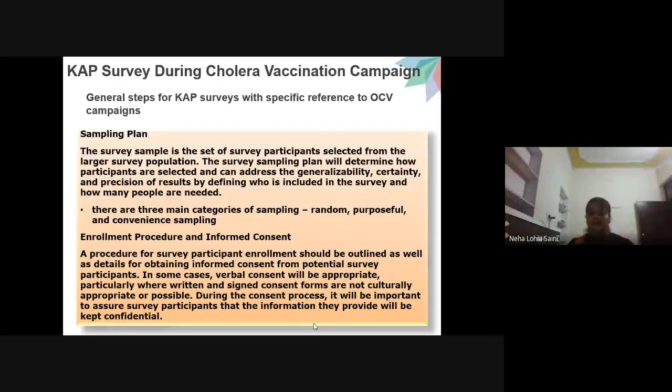So, in most of the cases where your participant is illiterate, at that time either you can have a thumb impression or verbal consent. You can have a recording for that. During the consent process, it will be important to assure survey participants that the information they provide will be kept confidential. So this thing you have to mention, or in your consent form you have to particularly have a clause for this also. Then we have data collection.